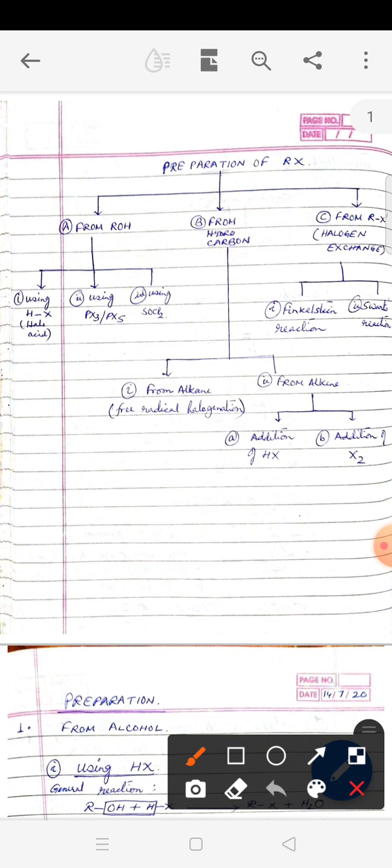The second method is from hydrocarbons. Now when we say hydrocarbons, it can be either alkane or unsaturated hydrocarbons. So we have two methods under this. One is from alkane, that is free radical halogenation. If you check your notes on hydrocarbons which we have discussed recently, we have done the substitution reaction. So here we'll make use of the same method, that free radical halogenation of alkanes will give us haloalkane. We'll discuss each of these methods in detail, don't worry about that.